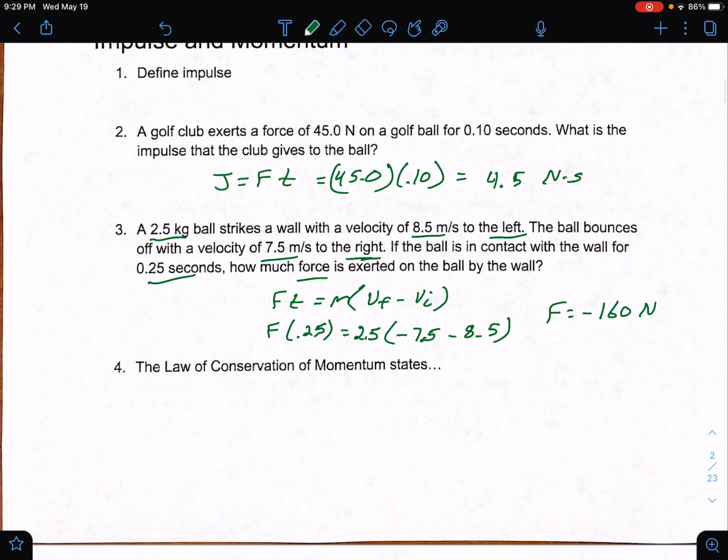Number 4, the law of conservation of momentum states that the total momentum before a collision is the same after the collision. Your individual momentums can change, but the total momentum before and after stays the same. Okay, so if you need to go back and listen to that again, you can.